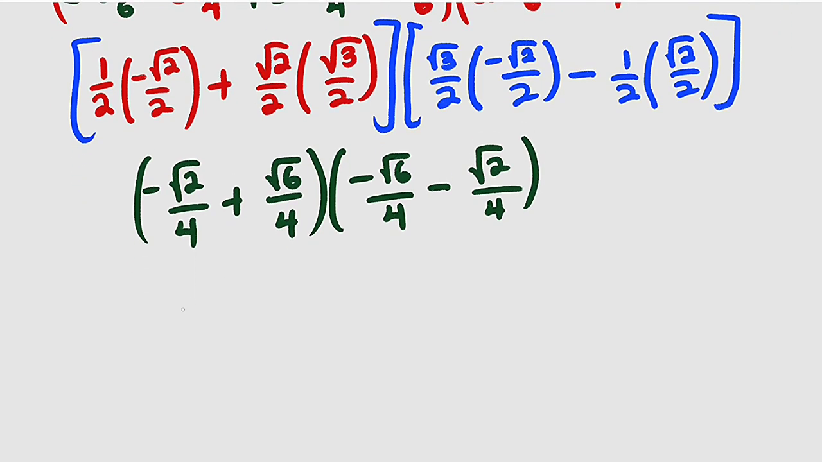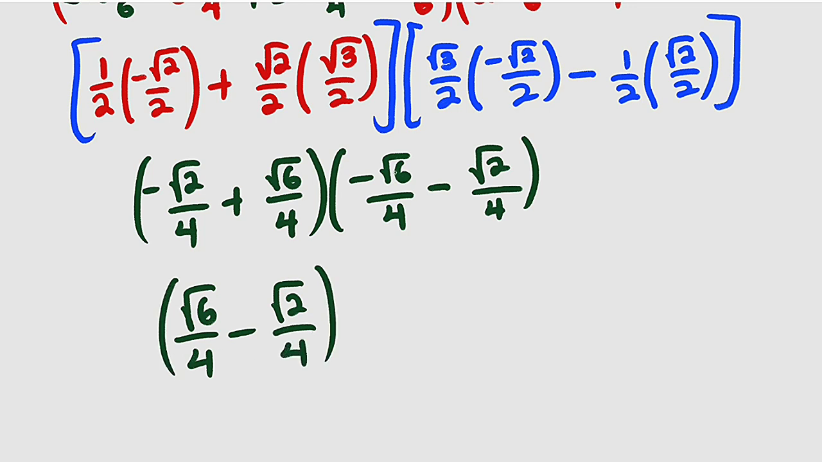I can write this one as root 6 divided by 4 minus root 2 divided by 4, right? They are exactly the same. And from here, we can factor out the negative sign. I can even bring it back here. I mean this negative if we factor it out. So all other terms become positive. We have root 6 divided by 4 plus root 2 divided by 4.